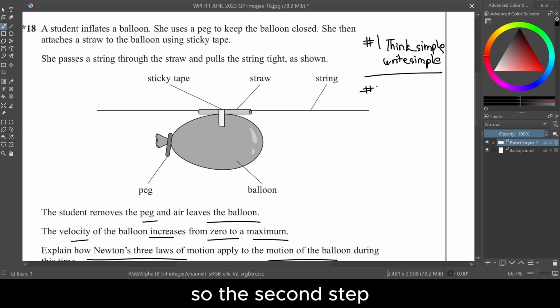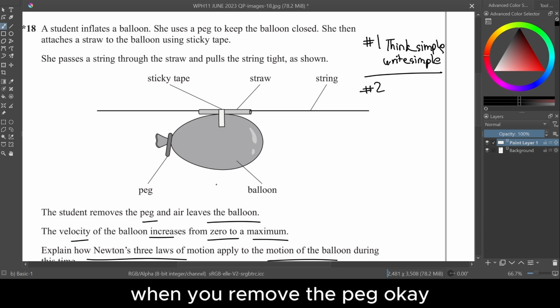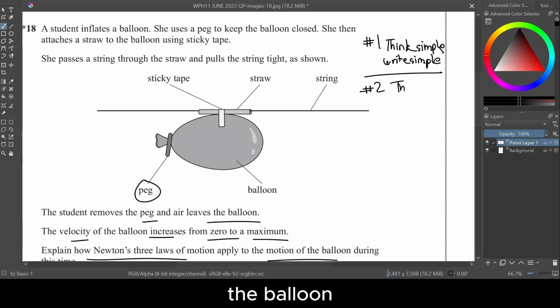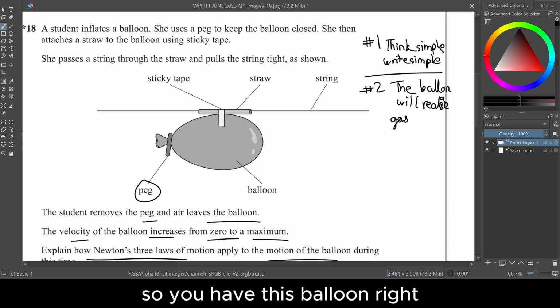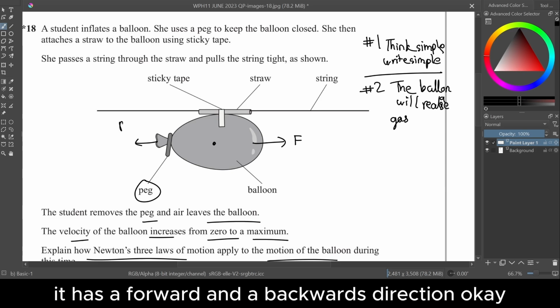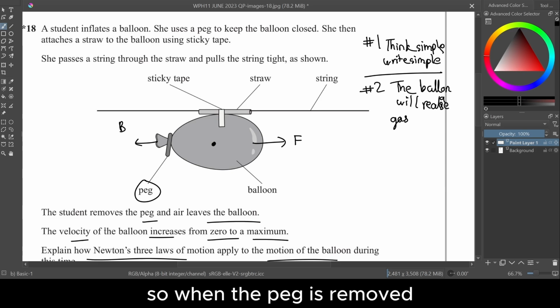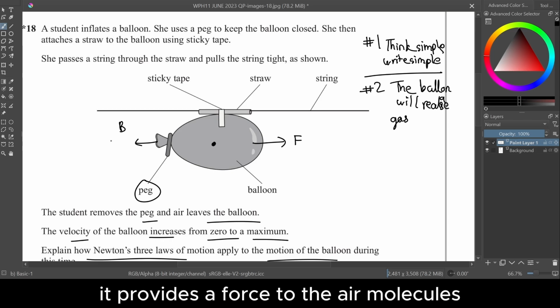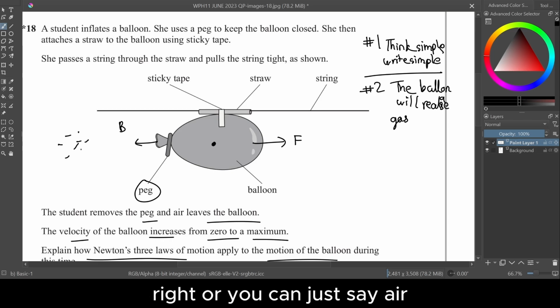Now with the first step out of the way, the second step is to understand what is actually happening when you remove the peg. Okay, when you have removed the peg, what happens? The balloon will release gas. So you have this balloon, right? It has a forward and a backwards direction. So when the peg is removed, the balloon will release its gas, and when it releases gas, it provides a force to the air molecules, or you can just say air.